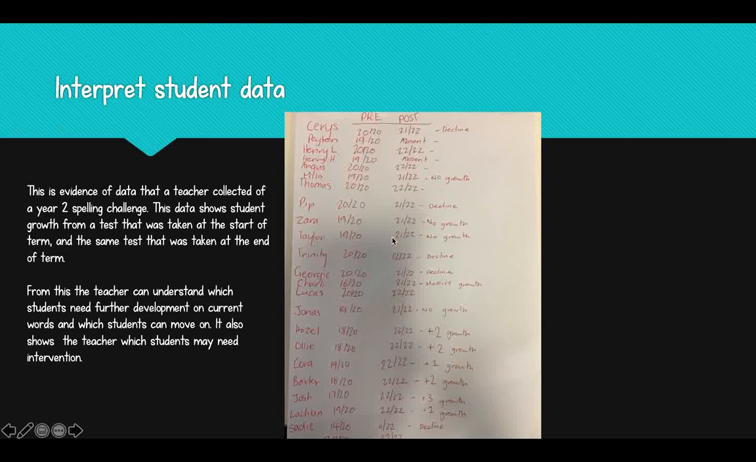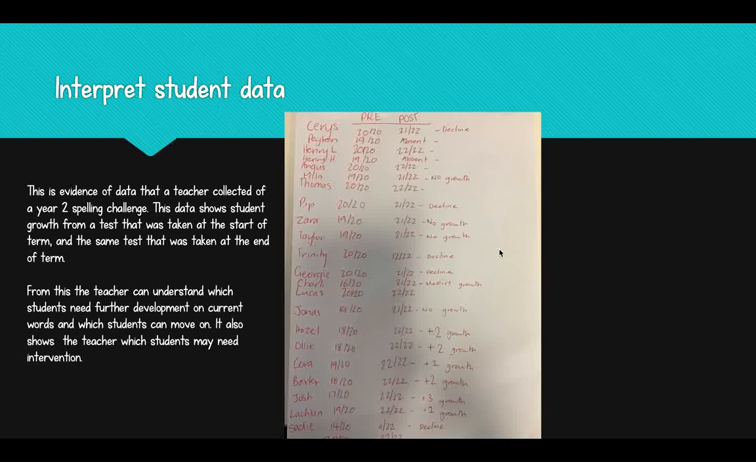Here is an example of some data collected on my Stage 1 prac of Year 2. So it's a spelling challenge. So I took this spelling challenge at the start and end of my prac, and it actually shows whether they've gained growth or whether they've had a decline. Most students had shown an amazing amount of growth, whereas some students were getting 20 out of 20 both times, or they'd show a little bit of a decline.